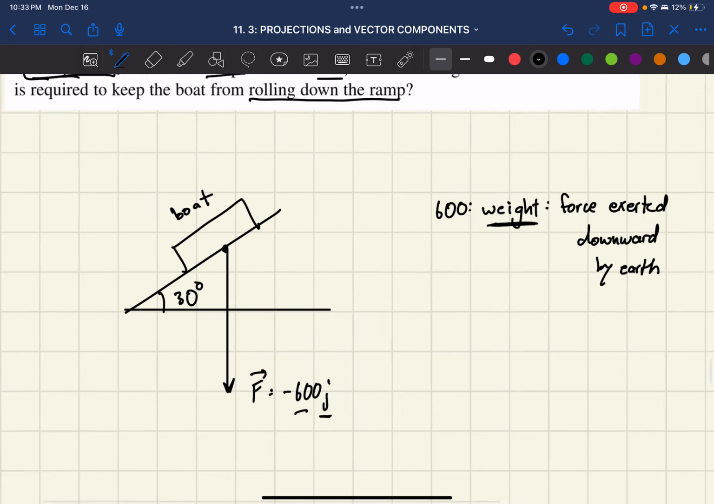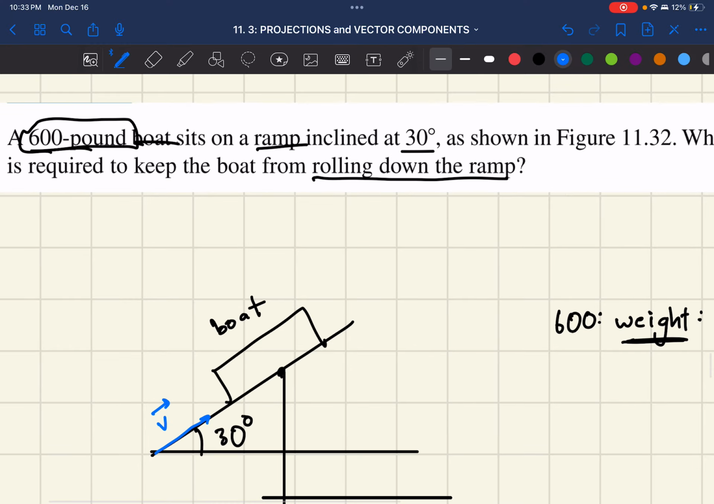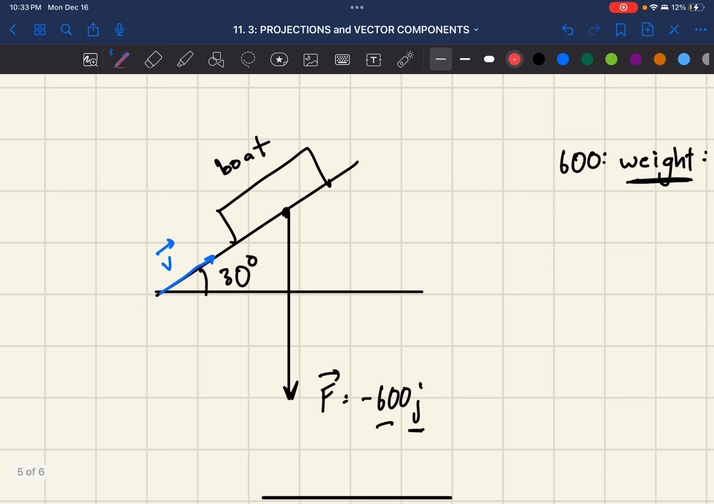Now, what vector would describe this ramp? Let's call it vector v. This describes the ramp. What we need to do now is figure out the force required to keep the boat from rolling down the ramp, i.e., we need to figure out what part of the force of F lies along V. We need to figure out what part of F lies on V. That sounds a lot like projecting vector F onto vector V.